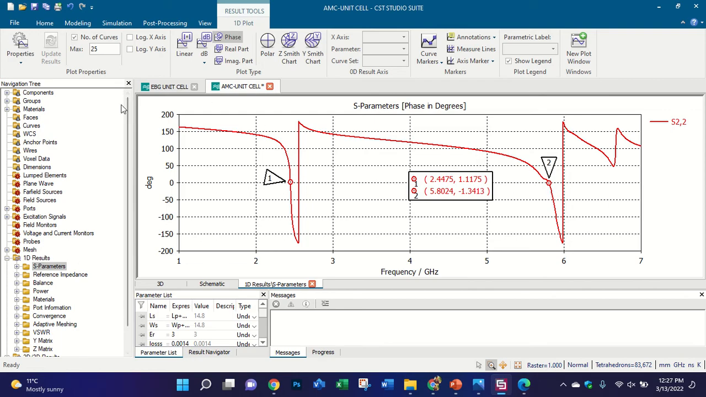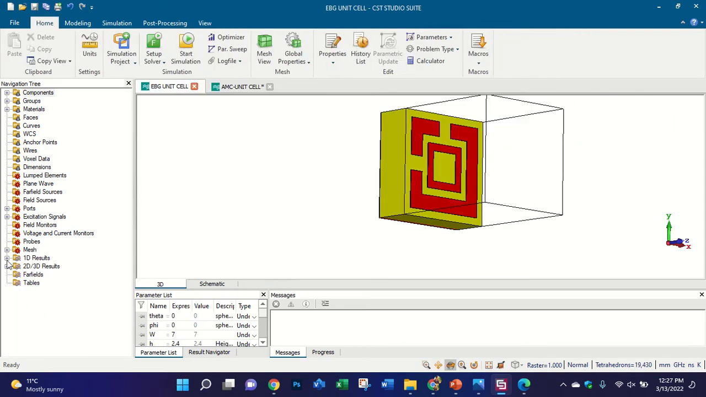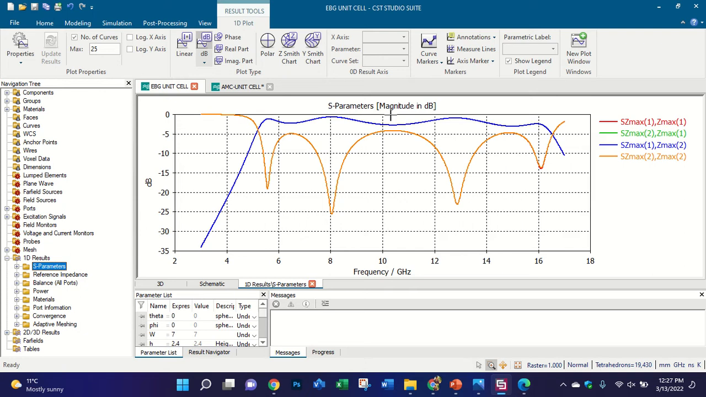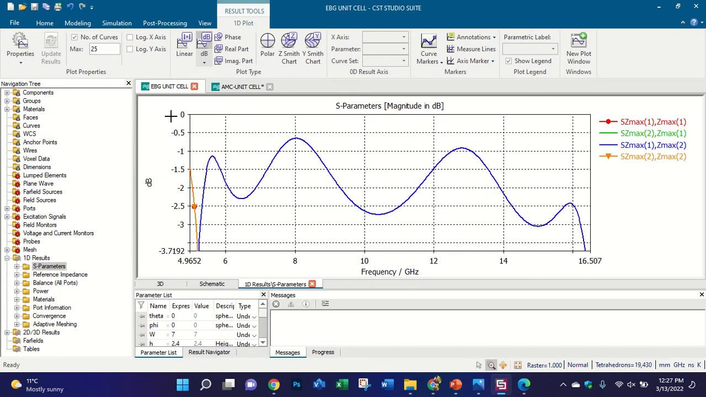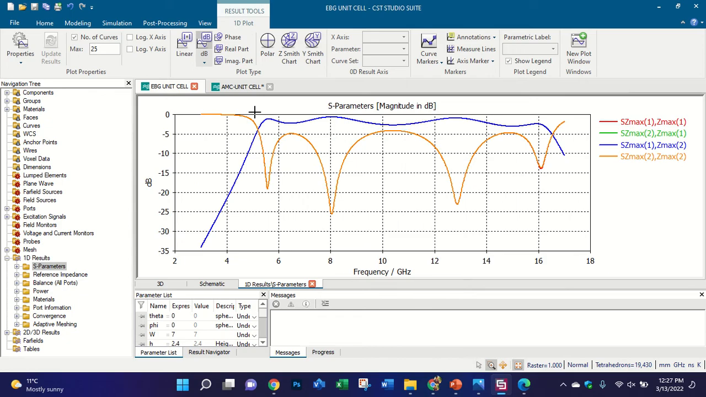And even if you check the dB, you will see like this. Suppose this is your S11, and in this case you will have dual resonance. But in the case of the EBG unit cell, you have the S parameter, and in this case you are able to achieve broadband. Even if it is very close to 0, you can say that this is your broadband unit cell. You can implement this unit cell for broadband communication, like for a UWB antenna.